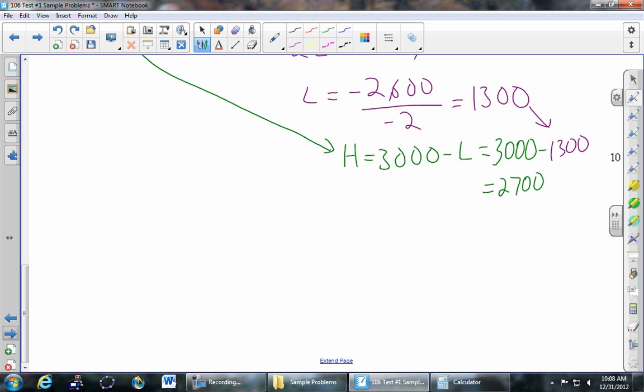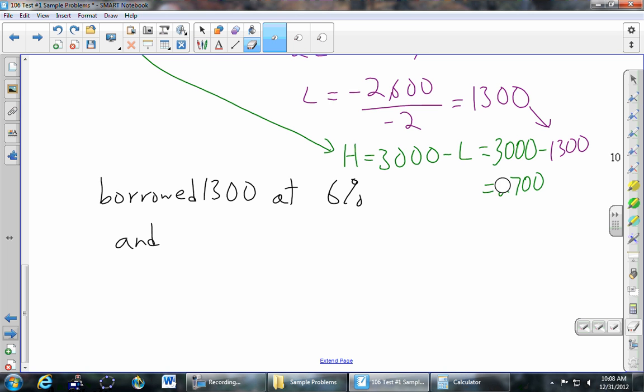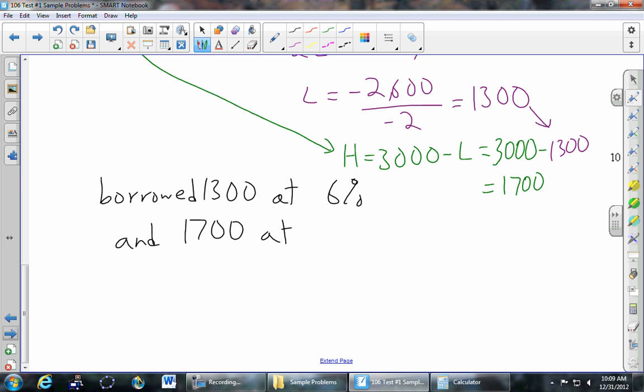So our final answer here is that we borrowed 1,300 at the low interest rate, which I'm just going to go back to the percentage that was given, 6%. And we borrowed 2,700. That is not right. So cross that off. 1,700. So we borrowed 1,700 at the high interest rate because that was H, and the high interest rate was 8%.